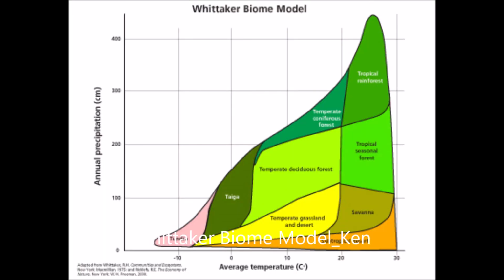This is a Whittaker biome model showing the distribution of biomes around the world according to two abiotic factors, temperature as a result of sun, and precipitation. And do pay attention to the axes because they can switch up depending upon which model you are looking at. You can see that the tropical forest ecosystem is in the top right and the Arctic tundra is in the bottom left in this particular model.